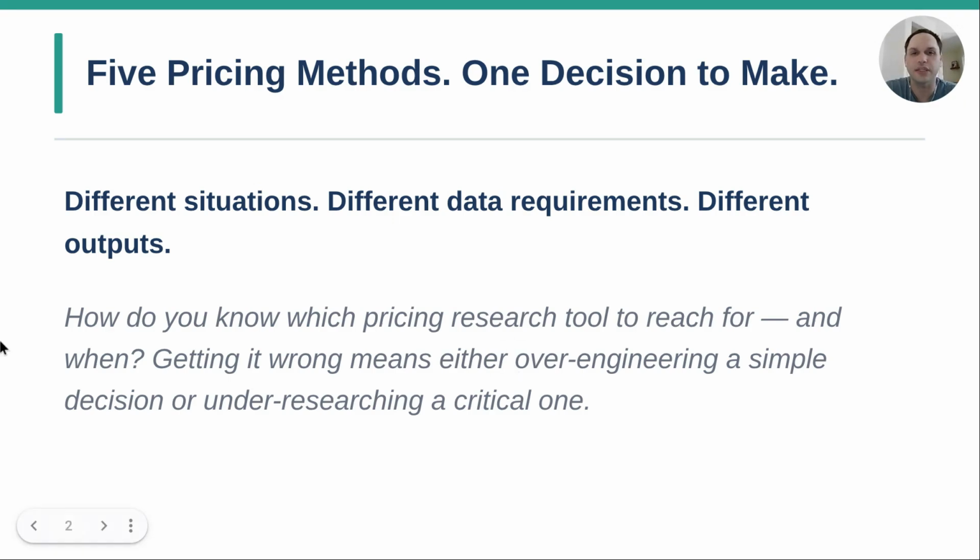Here's the challenge practitioners face. There are 5 serious pricing research methods: Van Westendorp, Gabor-Granger, Conjoint Analysis, Price Elasticity, and Promotional Elasticity. Each one is a legitimate, useful tool, but they're not interchangeable. Using the wrong method for a given situation means either wasting research budget on unnecessary complexity or under-researching a decision that needed more rigor. Getting it right means knowing what each method does, and more importantly, what question it's designed to answer.